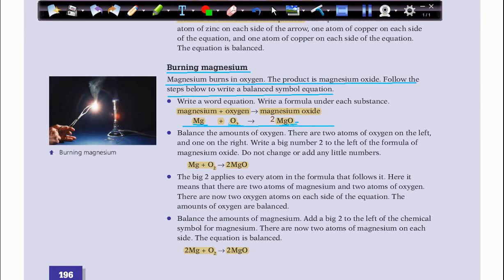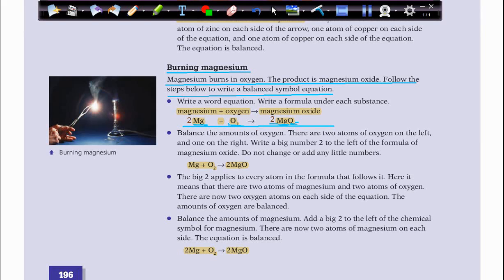That means, in this case, I have 2 magnesium and 2 oxygen. In the reactant side I have only 1 magnesium. What should I do about this? I have to balance the Mg also. I have to write 2 here.